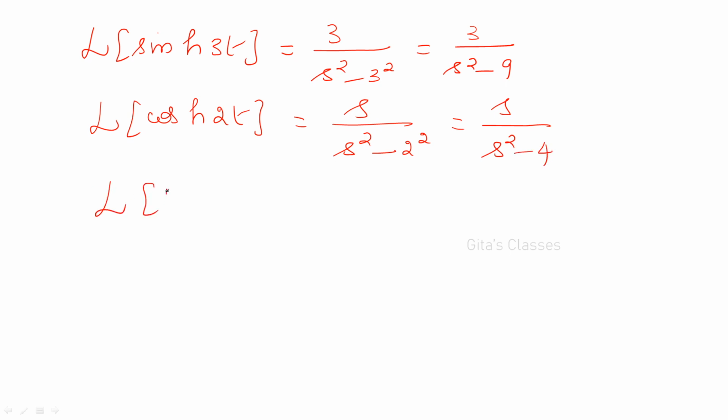L of t power 5, n factorial. This is an integer, so n factorial divided by s^(n+1). So 5 plus 1. Here n is what? 5. So 5 factorial divided by s^(n+1), that is 5 factorial divided by s^6. Sometimes the values will be given like this, and if the power is not an integer, then we will do a separate problem. We have to use the gamma function.